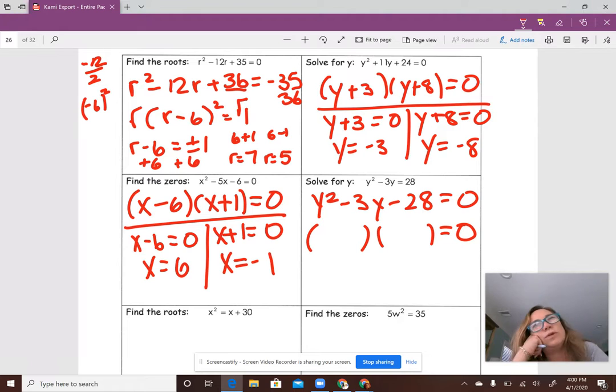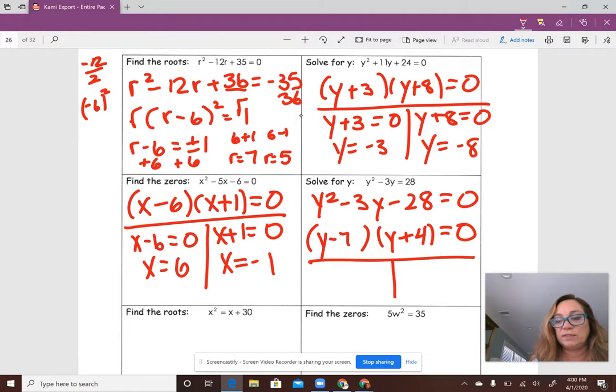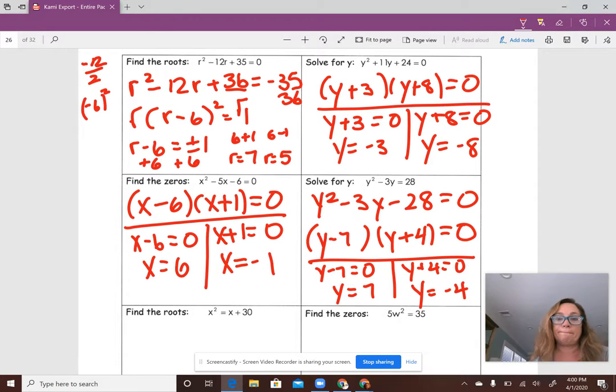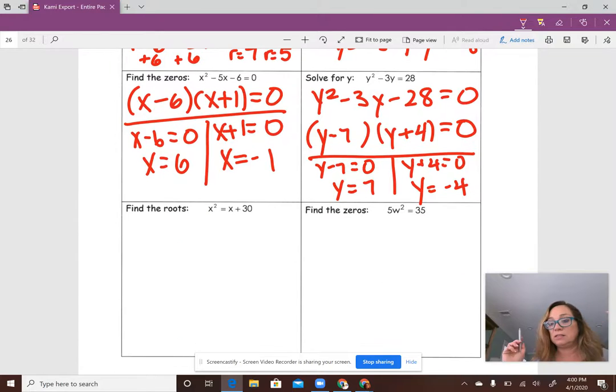28. 2 and 14, 3 doesn't work. 4 and 7, yeah, y minus 7, y plus 4. Set those equal to 0, so y minus 7 equals 0, so y equals 7. y plus 4 equals 0, so y equals negative 4. Okay, don't forget, check using substitution.